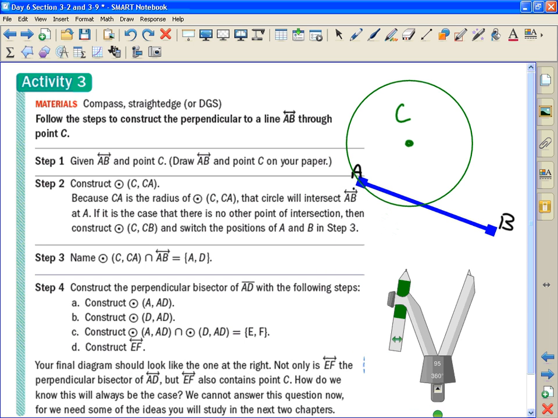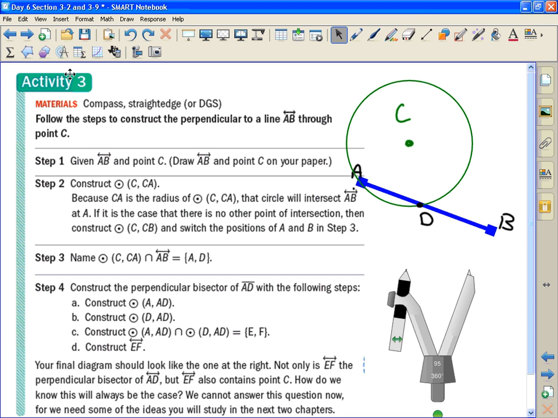In this particular case, you will notice my circle also intersects line AB at a different point. I'm going to label that point D. If your circle did not intersect at a point D, you will need to construct a second circle that has C as your center and CB as the radius, so that you would have a second circle to get a point. Mine worked out just fine for that.